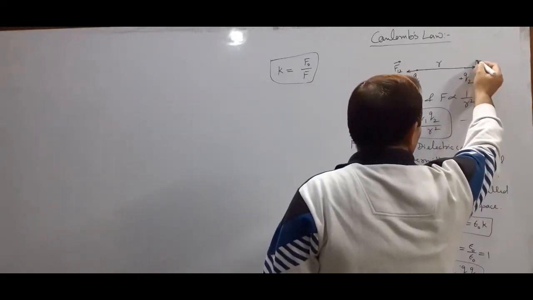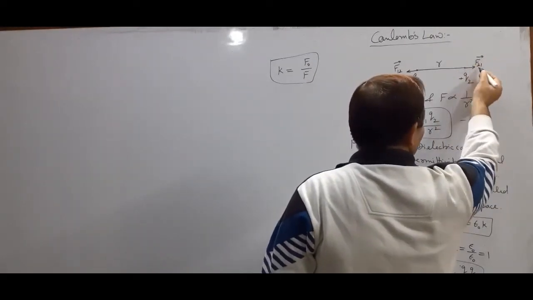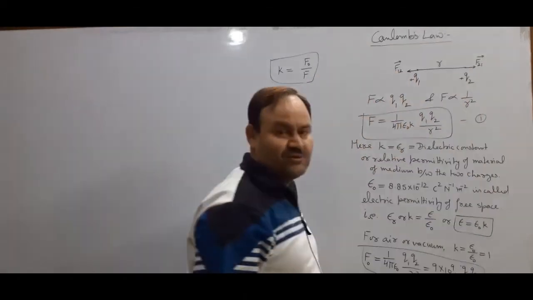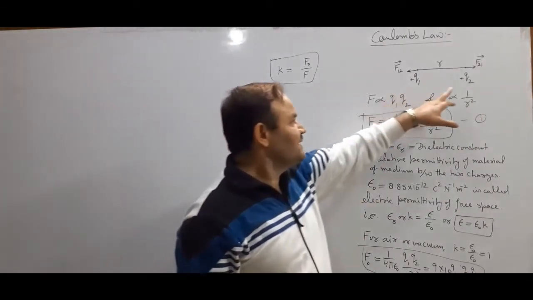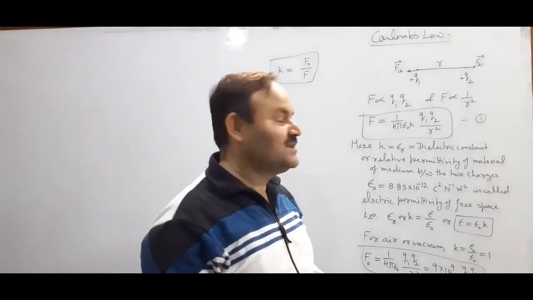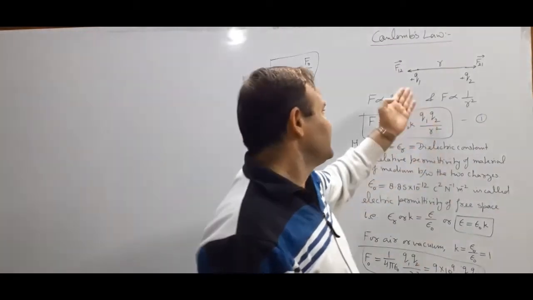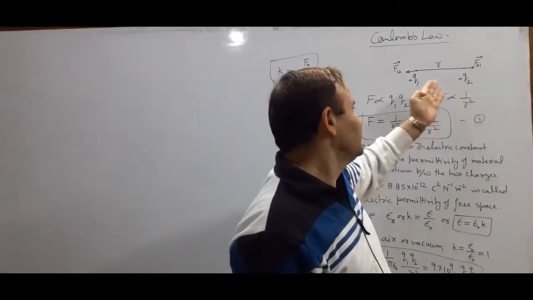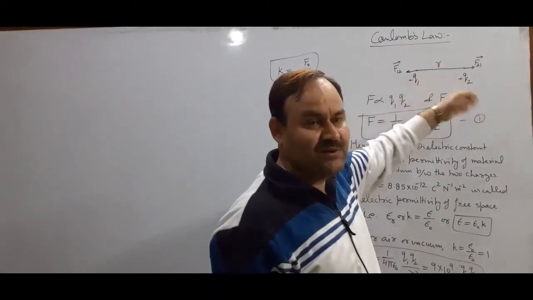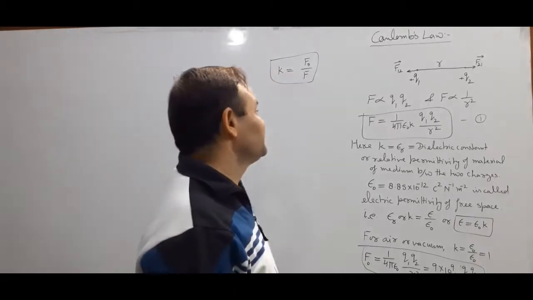Similarly, F21 can be written as force on Q2 due to Q1. If these two charges are of opposite nature, then the directions of these two forces will reverse. It means if charges are of opposite nature, then Q1 will attract Q2 while Q2 will attract Q1.